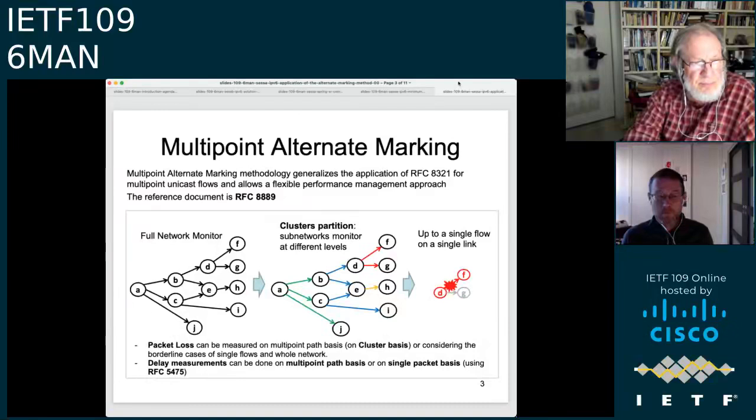This is to introduce a flexible approach to the performance measurement. In this case, the packet loss can be measured on multi-point path basis or considering the single flows and the single link as in the RFC 8321. In the same way, the delay measurement can also be done on multi-point path basis or on single packet basis. So the flexibility is that you can decide based on the degree of detail you need. Next slide.